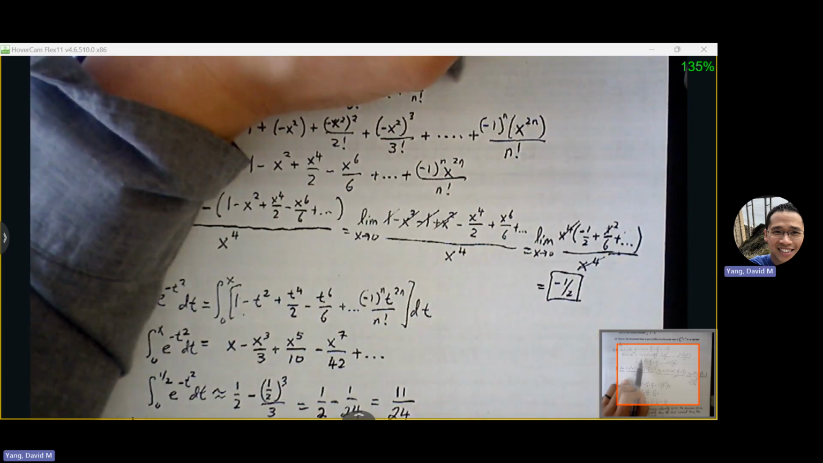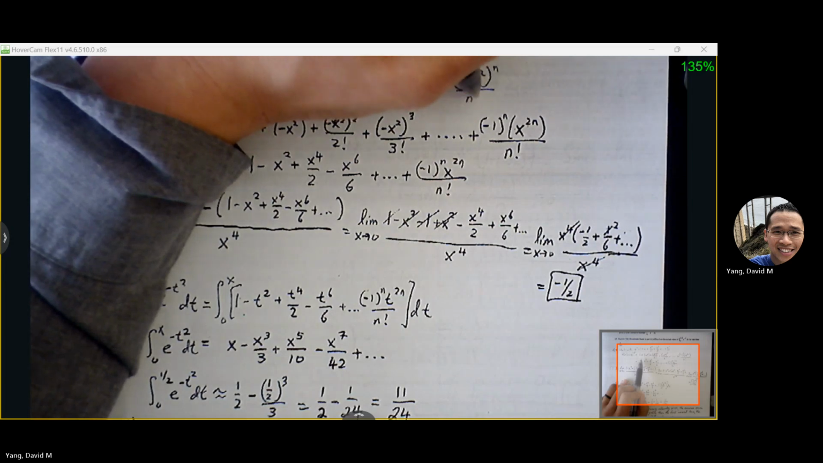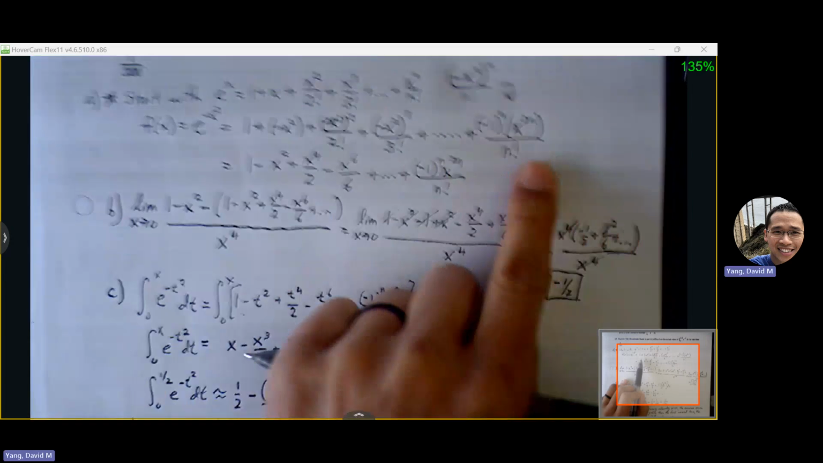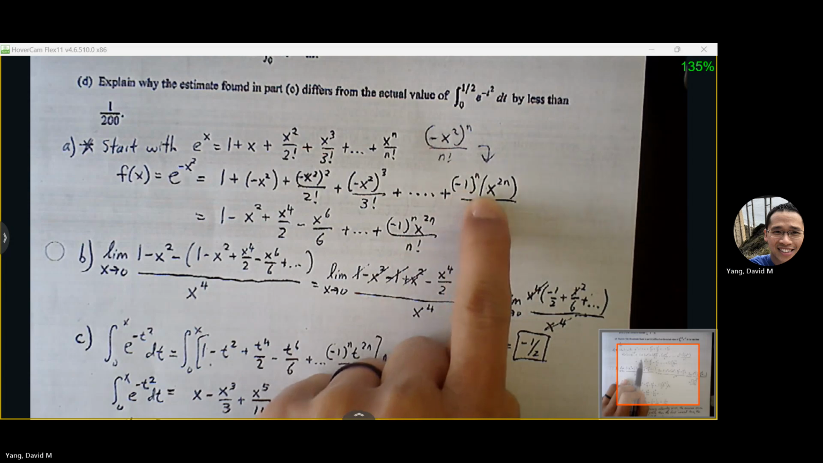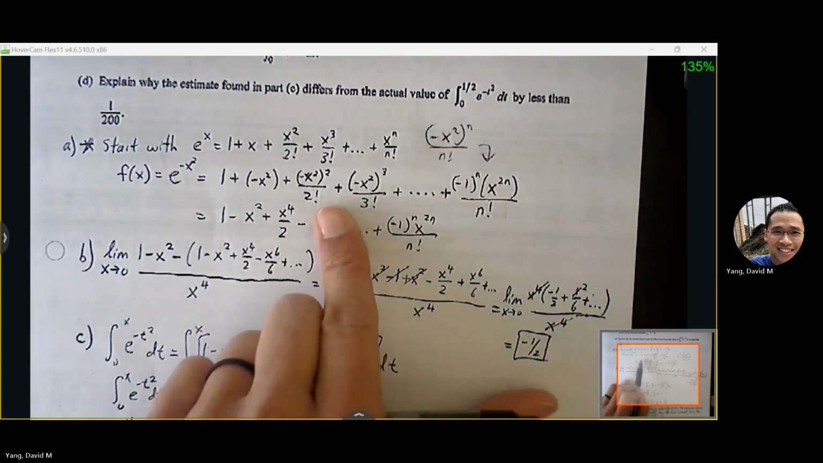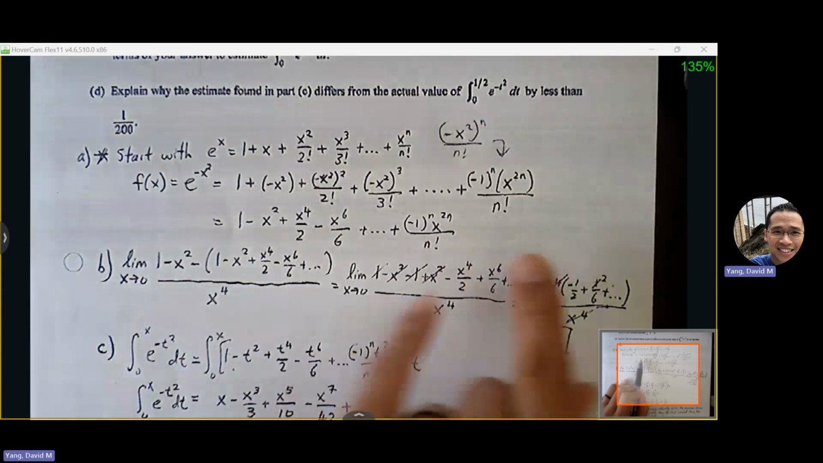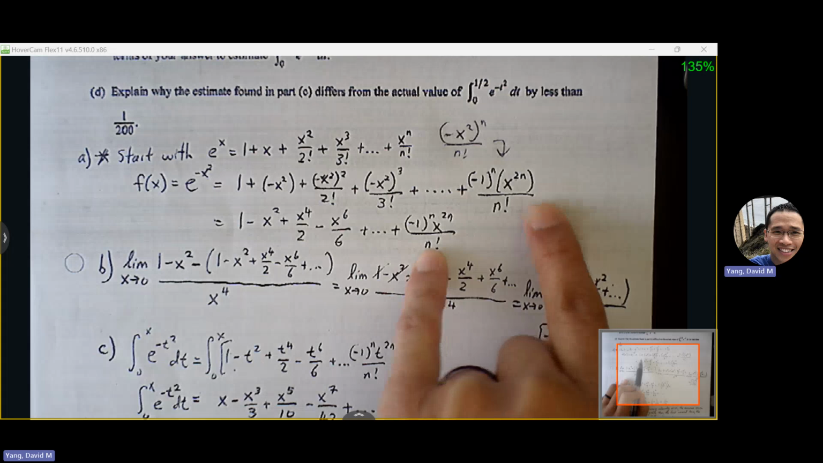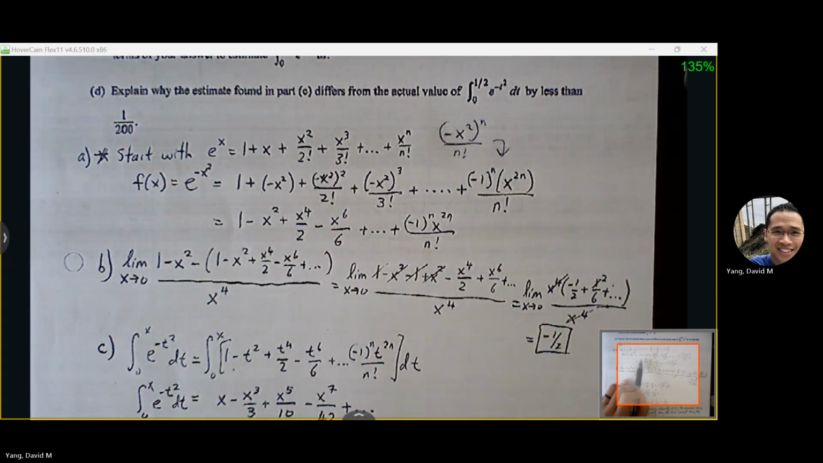And negative x squared to the n can be broken down into negative 1 to the n times x to the 2n. Okay. So that can be my general term for my adapted Maclaurin series.